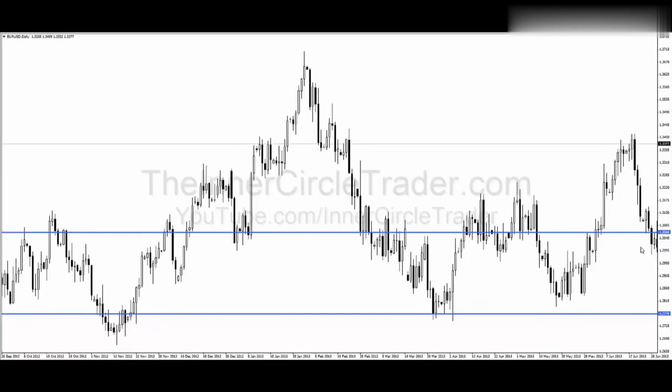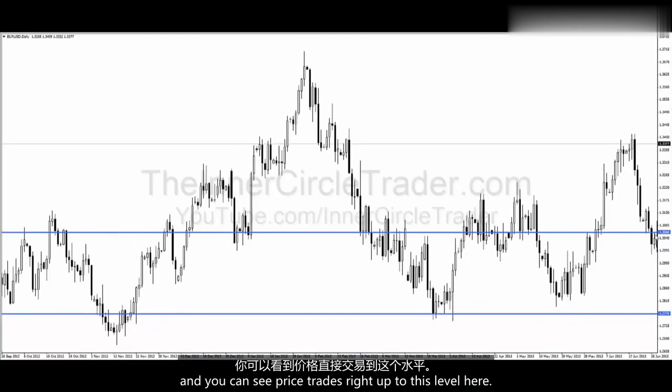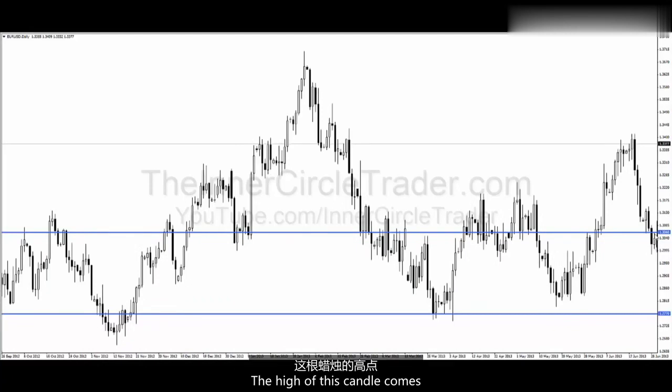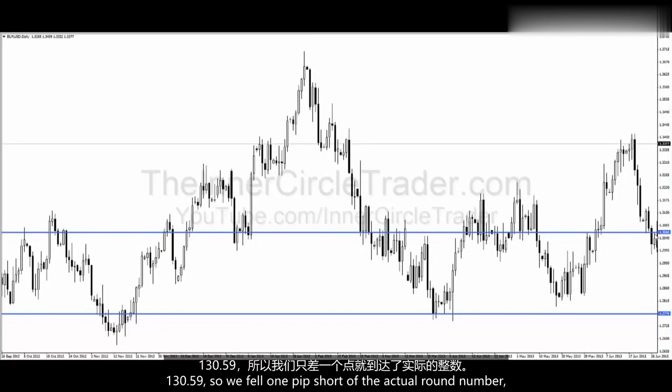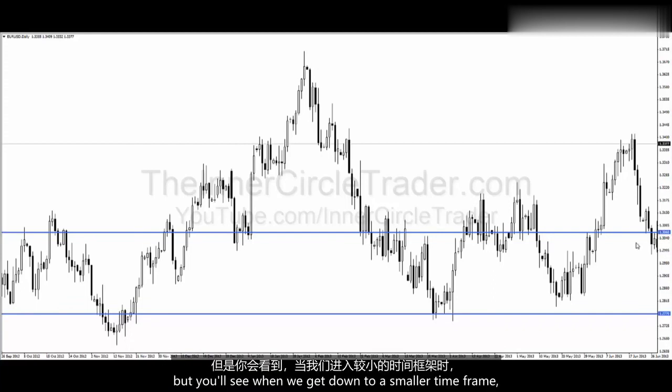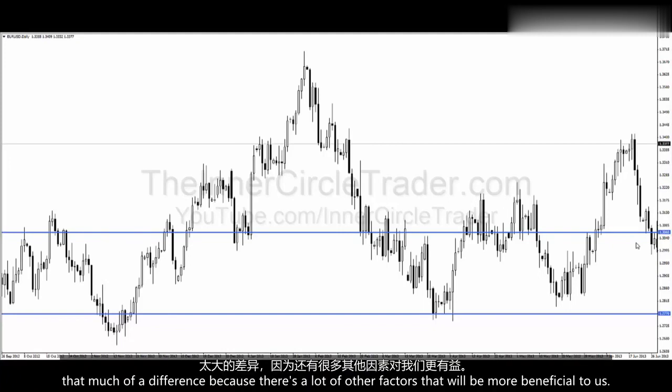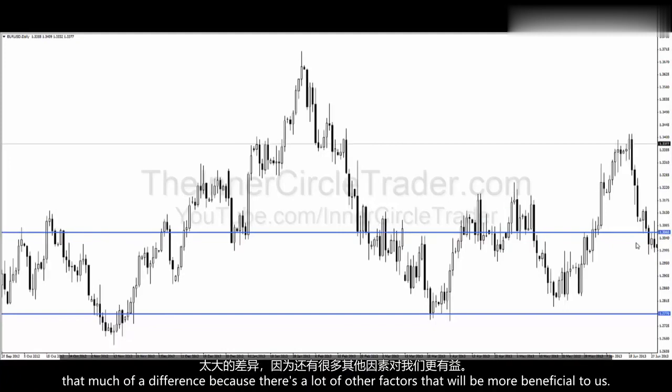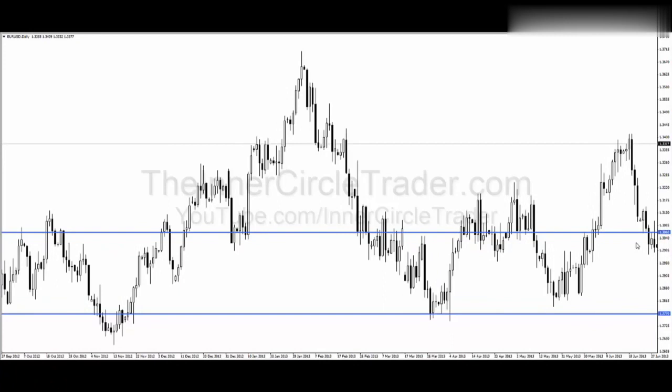And you can see price trades right up to this level here. The high of this candle comes right in at 130.59. So we fell 1 pip short of the actual round number, but you'll see when we go down to a smaller time frame, it really doesn't make that much of a difference because there's a lot of other factors that will be more beneficial to us.